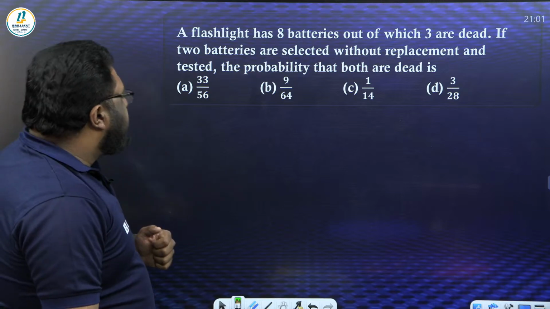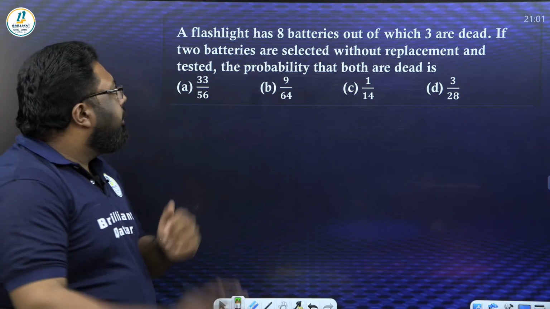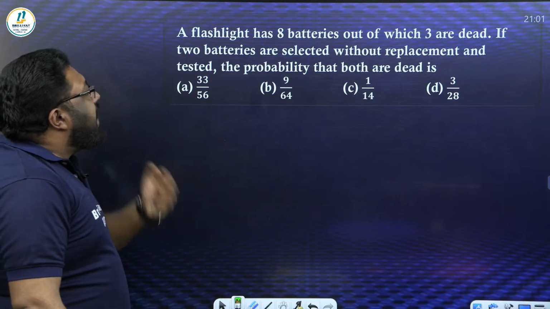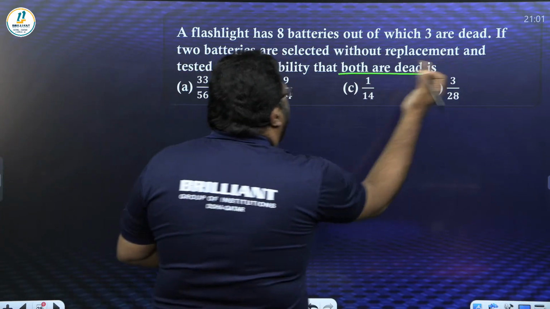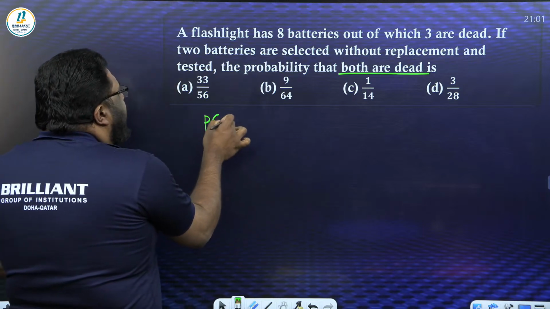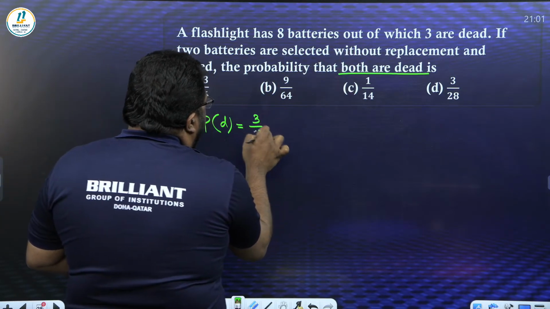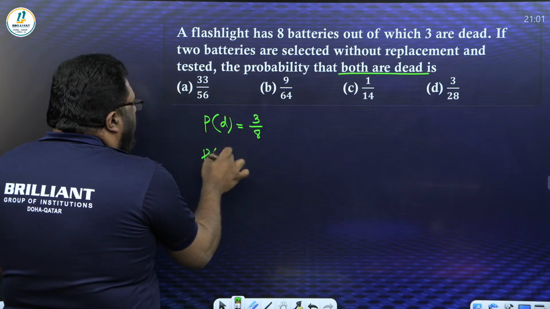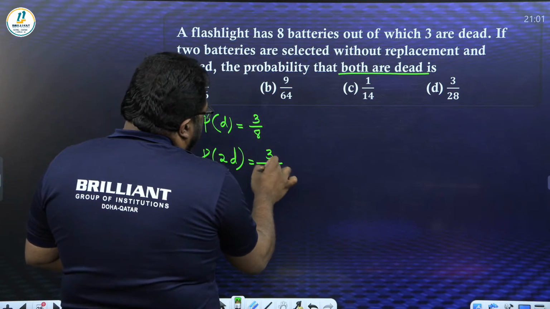A flashlight has 8 batteries, out of which 3 are dead. If 2 batteries are selected without replacement, find the probability that both are dead. What is the probability of getting a dead battery? 3 out of 8. 2 are taken. What is the probability of getting 2 dead batteries without replacement?